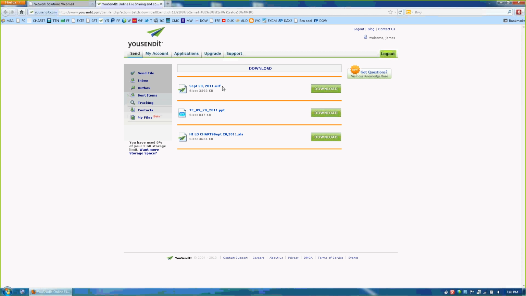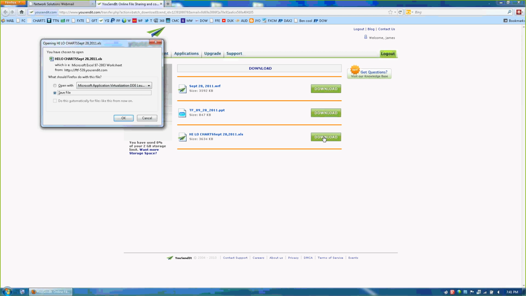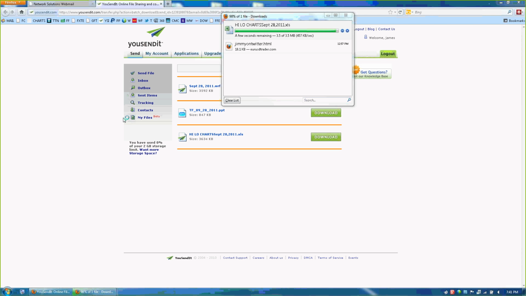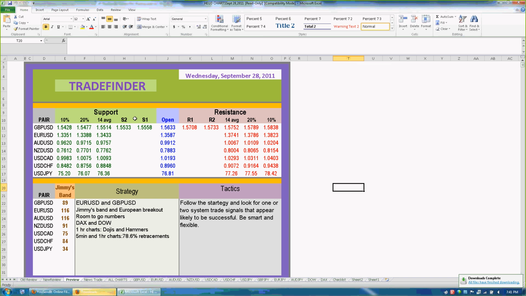I cut and paste a lot of that information into the PowerPoint from the high-low charts, the information, the previous slide we used for today. So I'm just going to simply download my high-low charts here, and I'm going to say open it up, and it shouldn't take too long, a few seconds. And there it goes. Okay, so this is the high-low charts. You've got this in front of you, and this is the preview. So this is what you need.